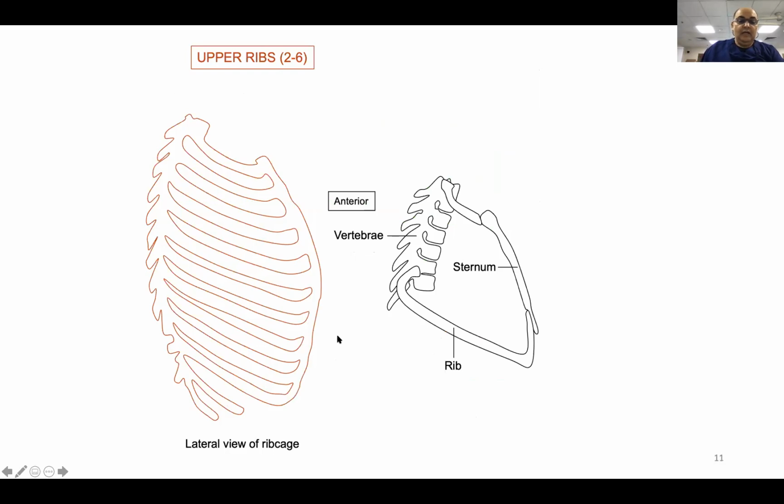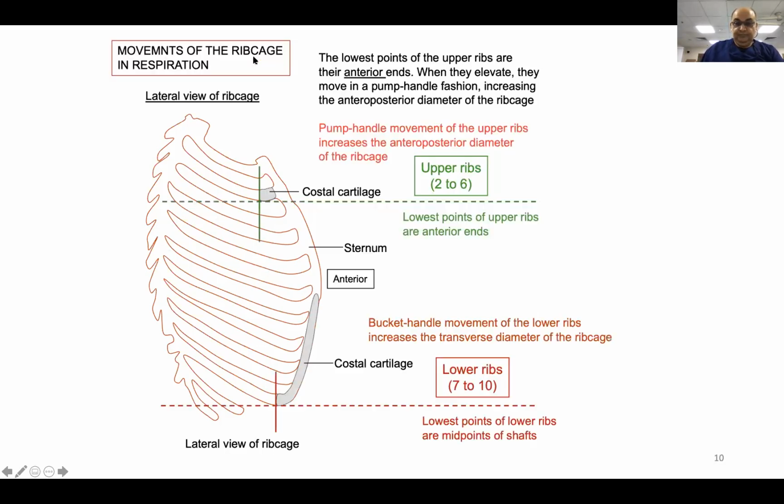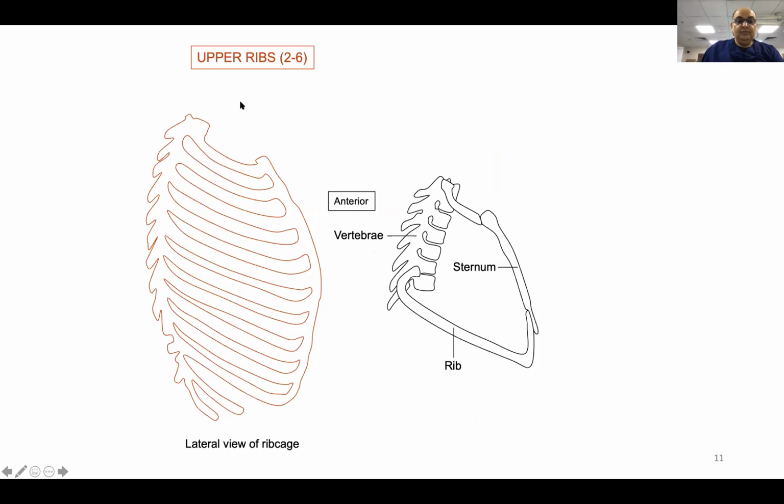So now look at it. Upper ribs. What were the upper ribs? Rib number 2 to rib number 6. Just look at it. I'm showing you, just focus on rib number 2 to rib number 6. We all know this is the sternum, this is the vertebral body, and these are the ribs. You're looking at the upper ribs. We didn't talk about the first rib, that is fixed.